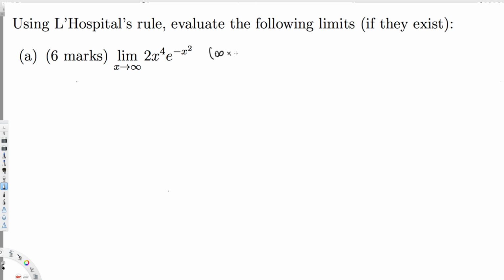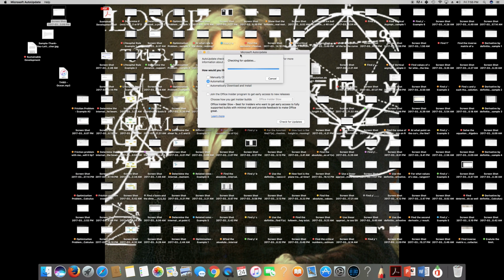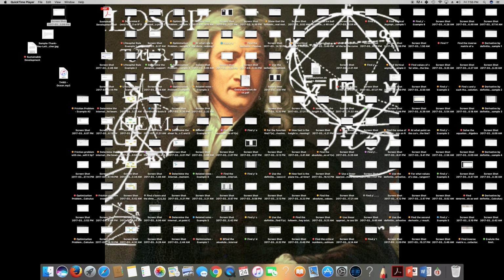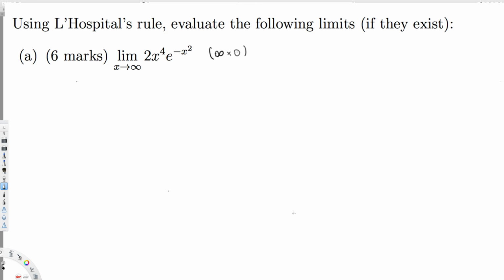So infinity times 0, we don't know what value it's going to give, because infinity times 0 might be another infinity, or it might be 0. So we don't know that. That means it's called indeterminate. Therefore, we have to use L'Hopital's rule in this case.